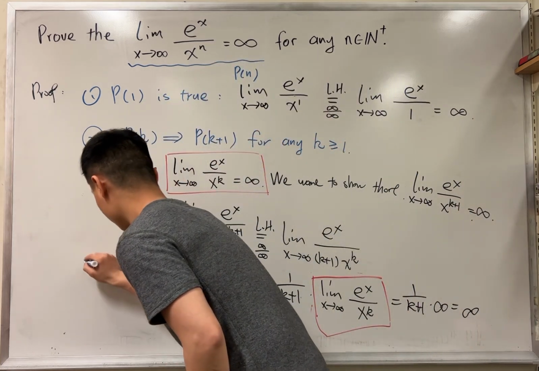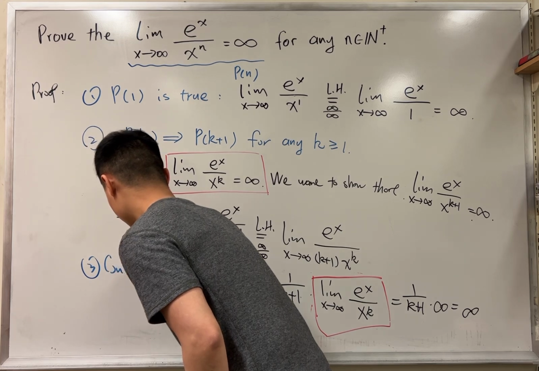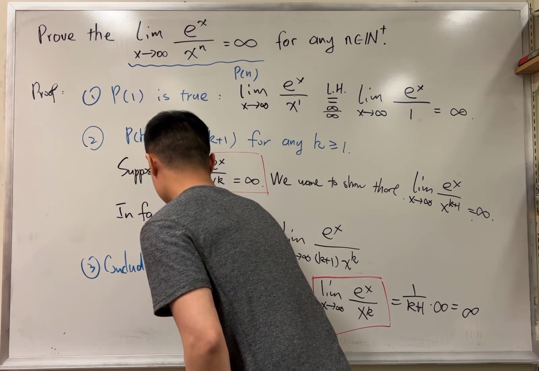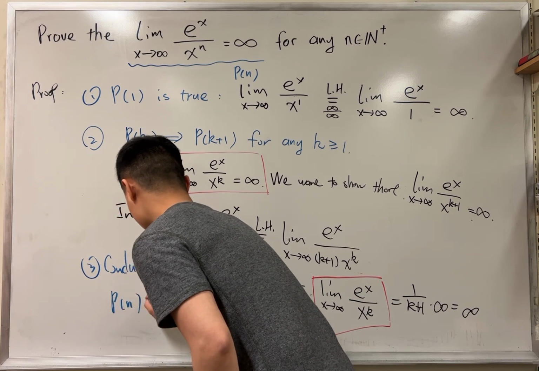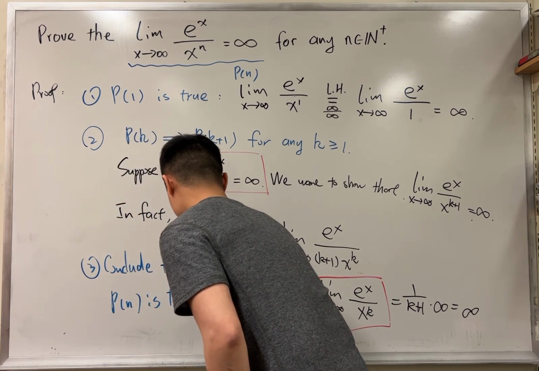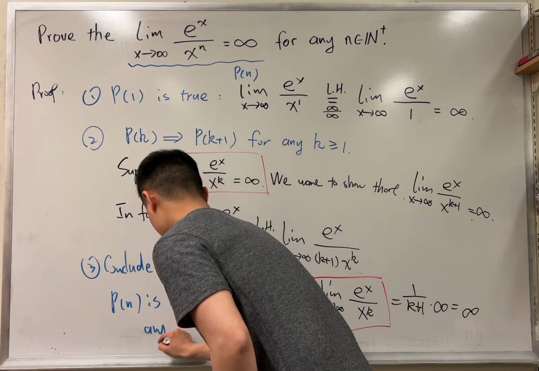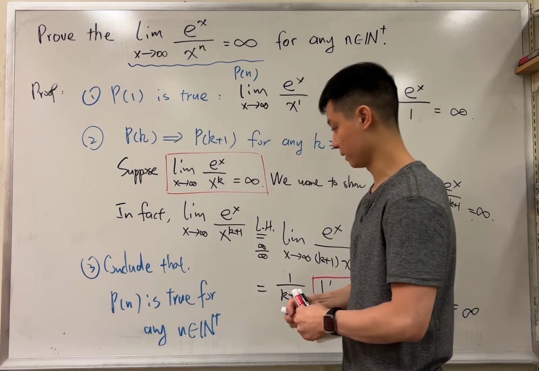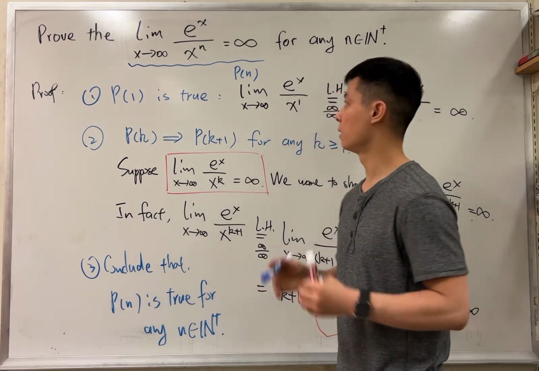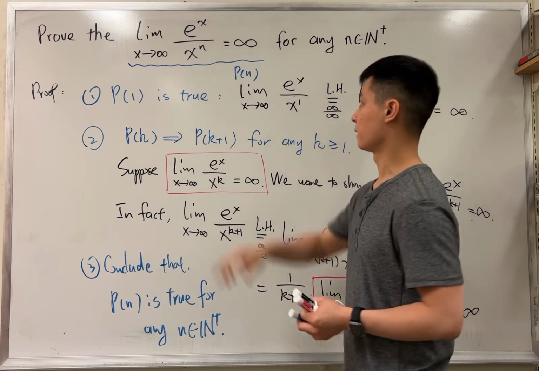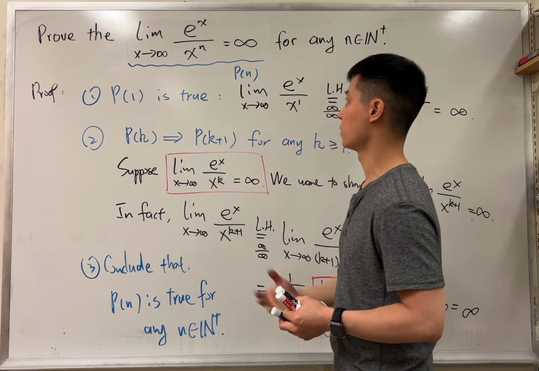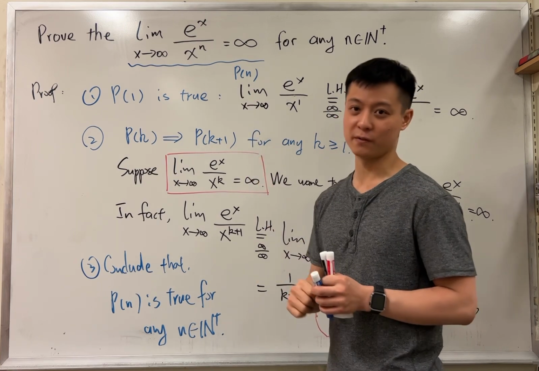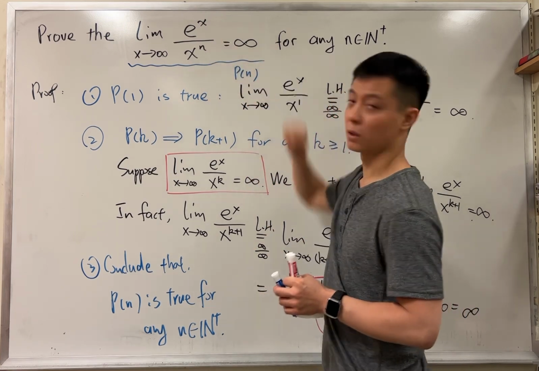The last step, we can just conclude that P of n is true for any positive integer n. So by doing this problem, we can see that the exponential function grows way faster than the power function for any positive integer n as x approaches infinity. And that's the reason why it always goes to infinity.